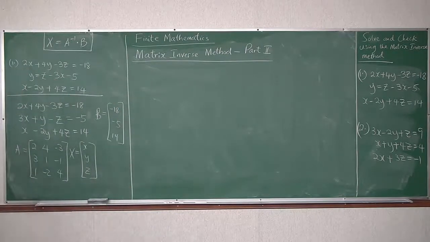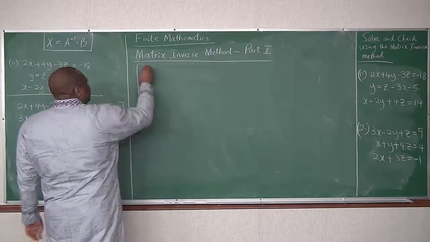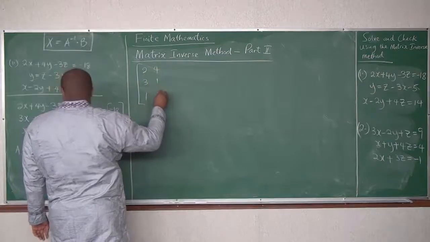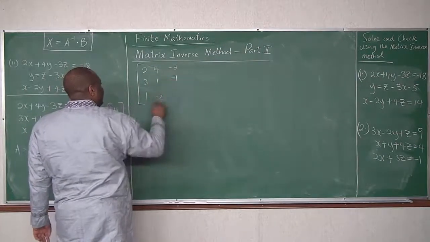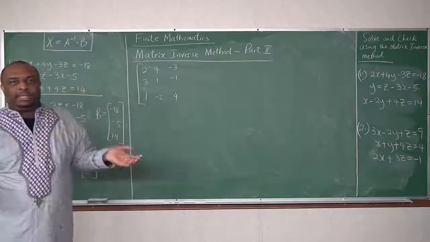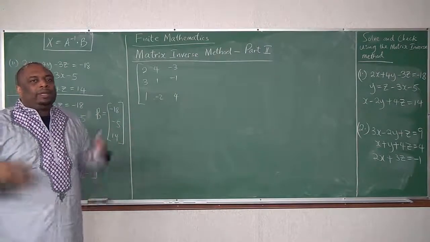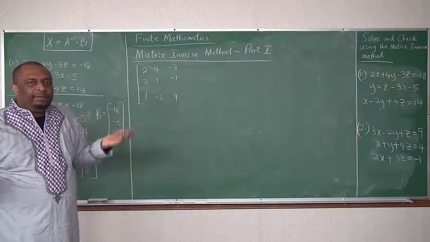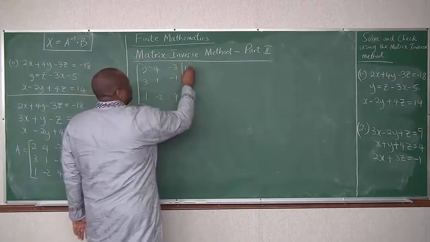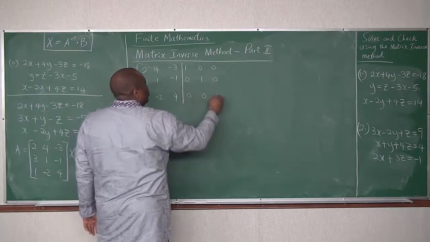Now let's go ahead and find A inverse. So to find A inverse, we have 2, 3, 1, 4, 1, negative 2, negative 3, negative 1, 4. And as usual, I prefer using the row reduction method. Now you might want to use the formula method if you want to. So I am using the row reduction method, with the identity matrix 1 0 0, 0 1 0, 0 0 1.